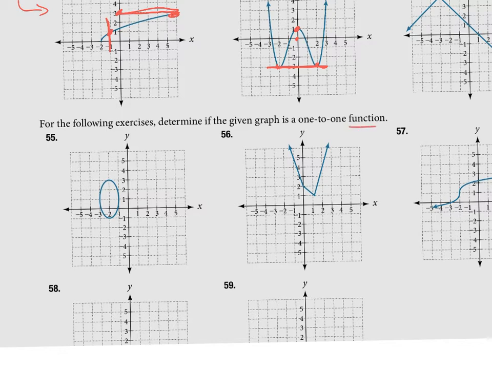First of all, is it a function? And secondly, is it one-to-one? For something to be a function, it has to pass the vertical line test. For something to be one-to-one, it has to pass a horizontal line test.